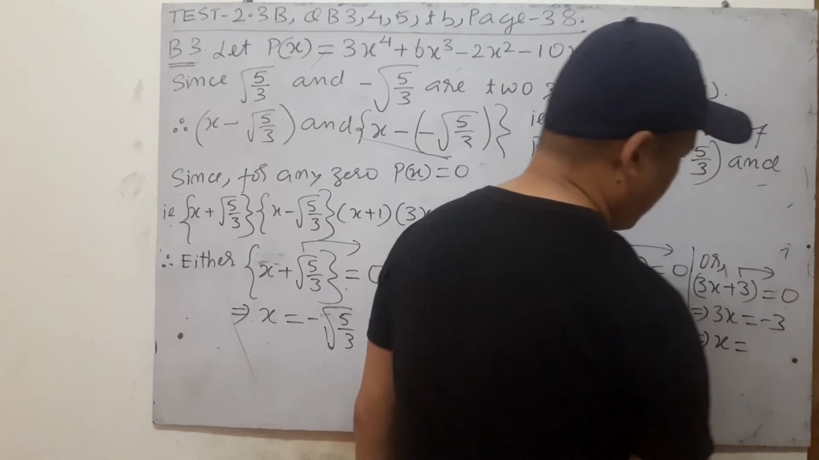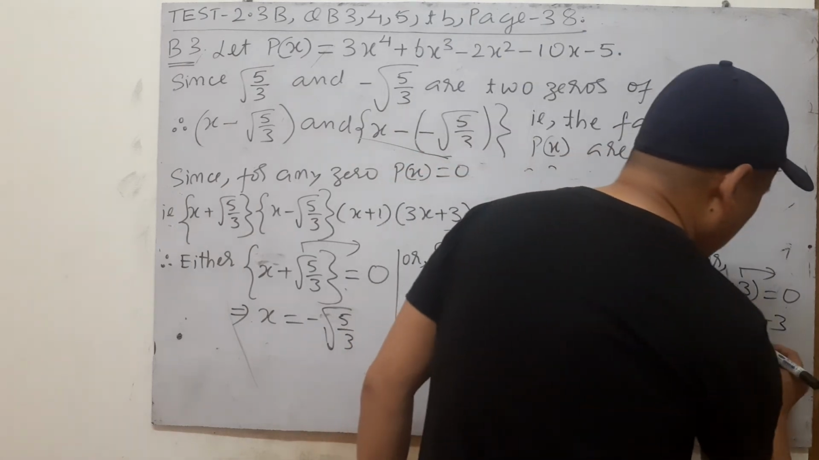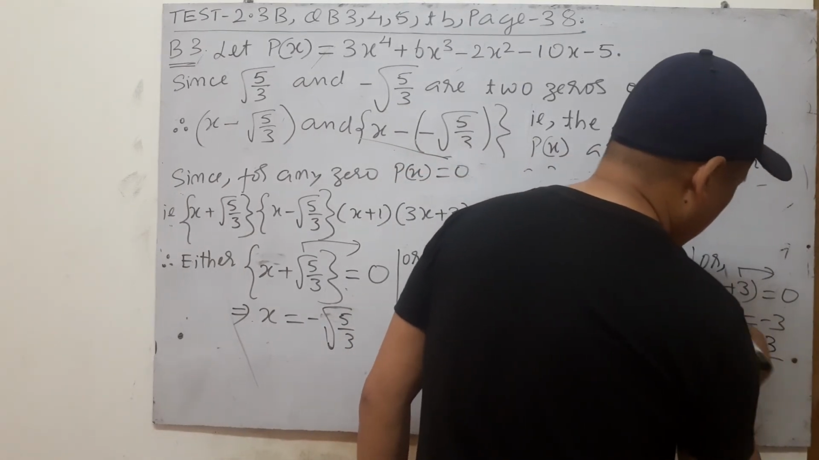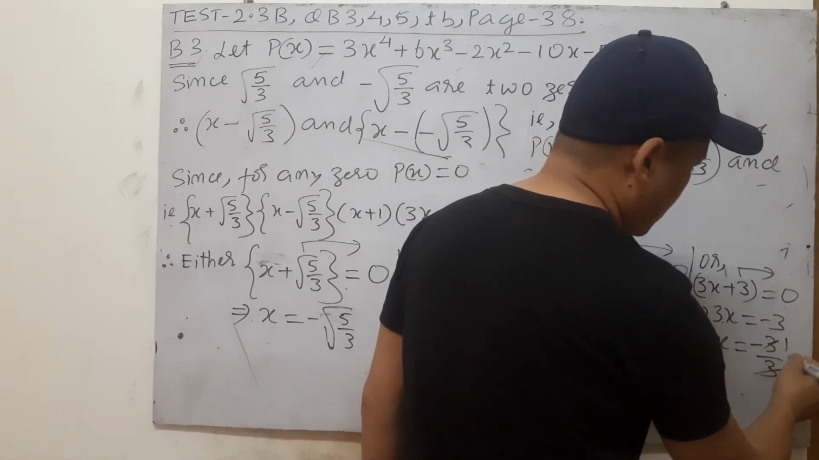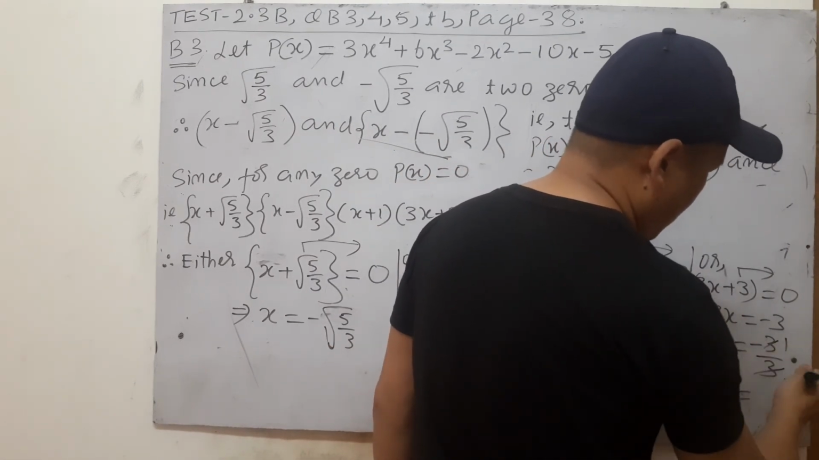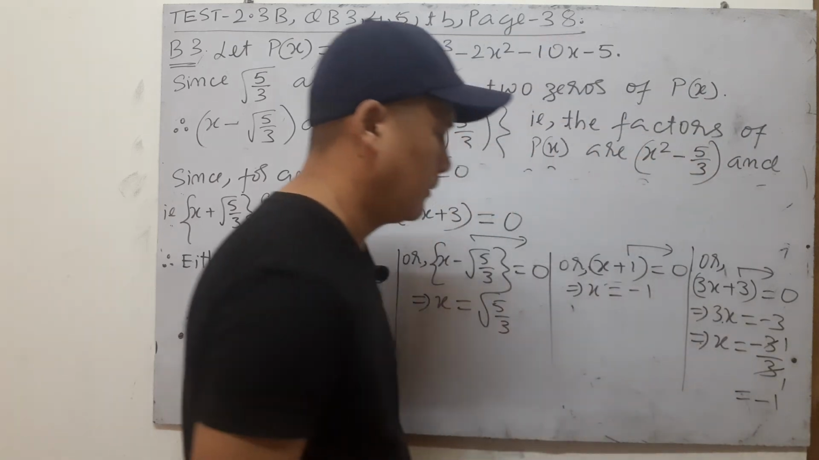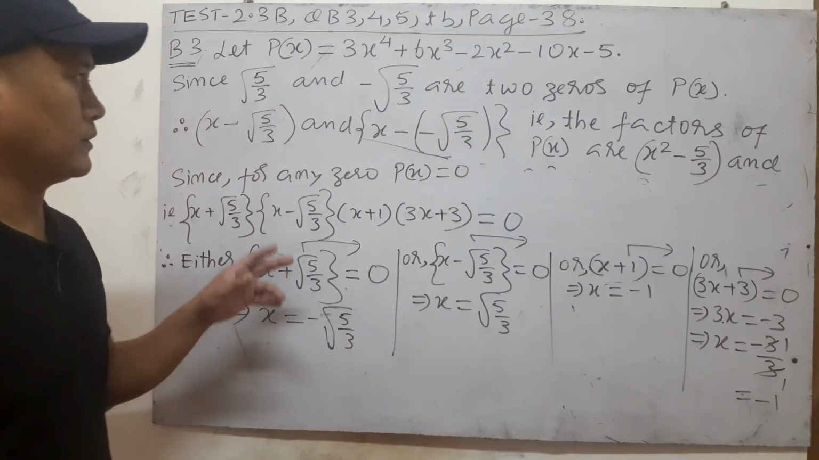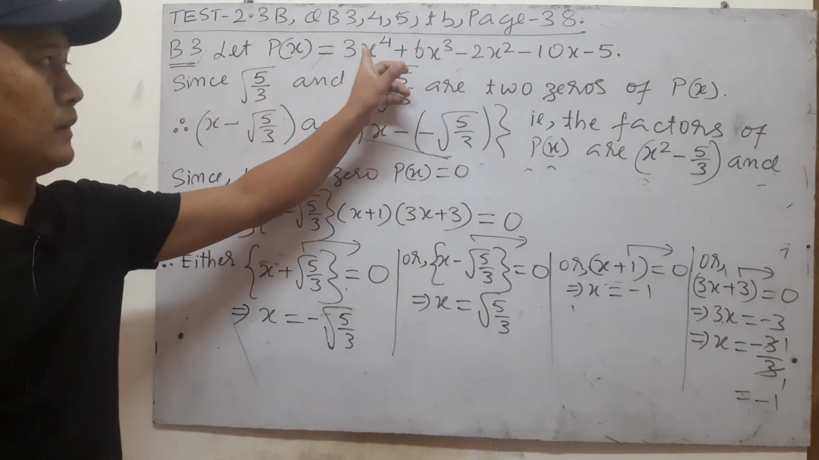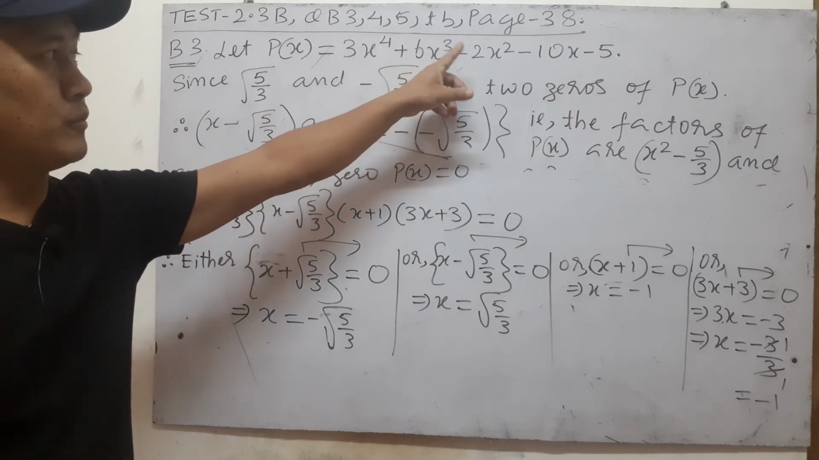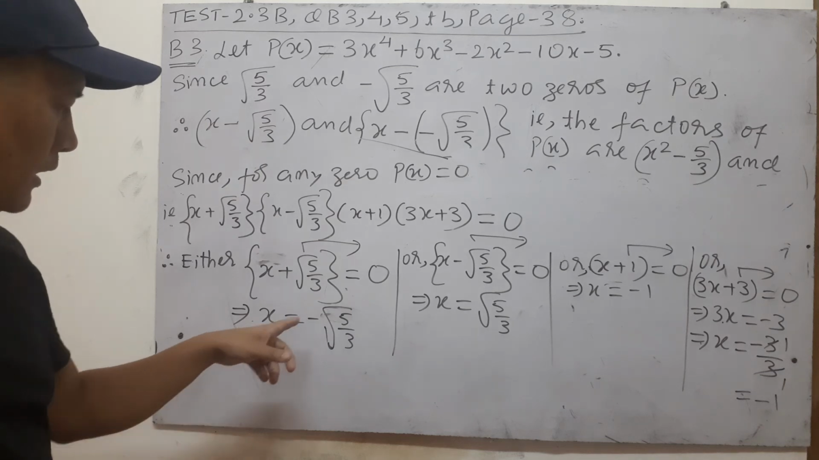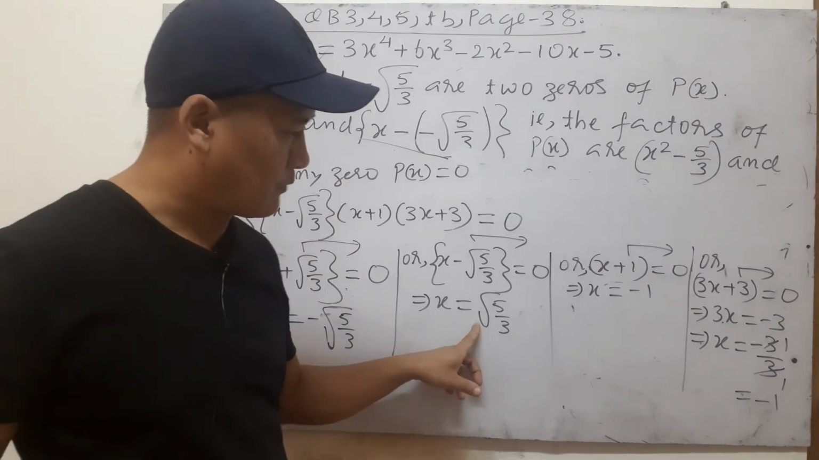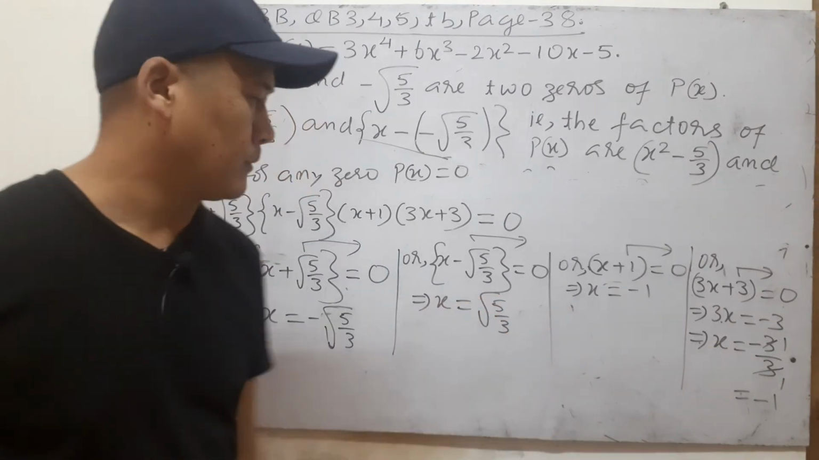And x is what we're trying to find, so x equals minus 3 by 3, since the 3 comes down when you shift to the right side. 3 ones are 3, 3 ones are 3, minus 1 by 1 means simply minus 1. So the four zeros of this p of x, 3x to the power 4 plus 6x cubed minus 2x squared minus 10x minus 5, are minus root 5 by 3, plus root 5 by 3, minus 1, and minus 1.